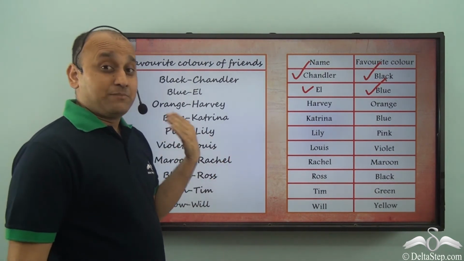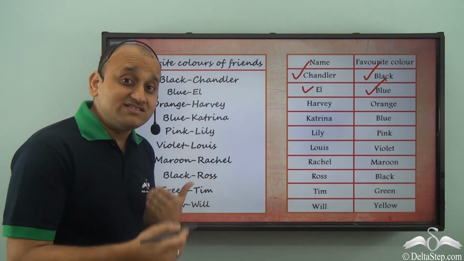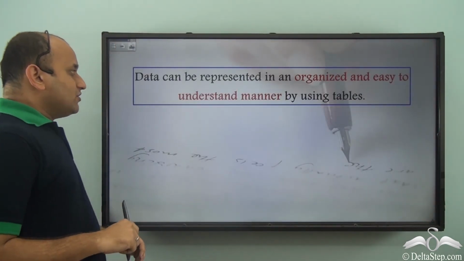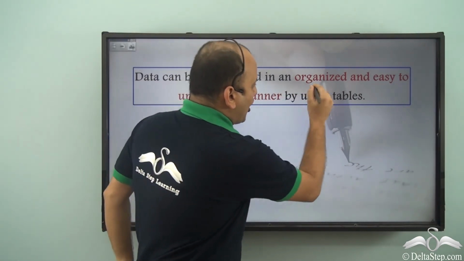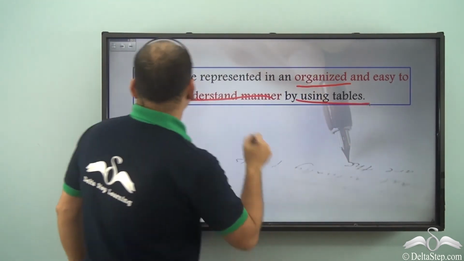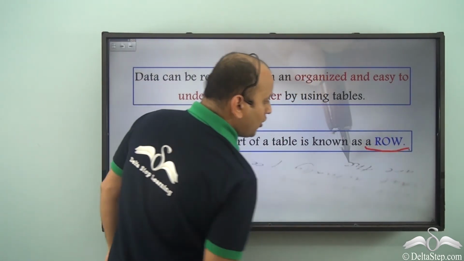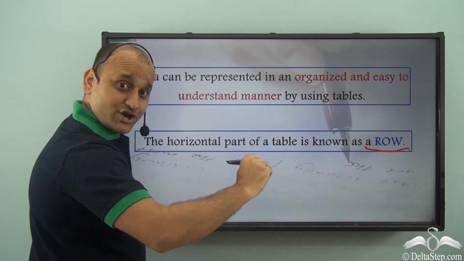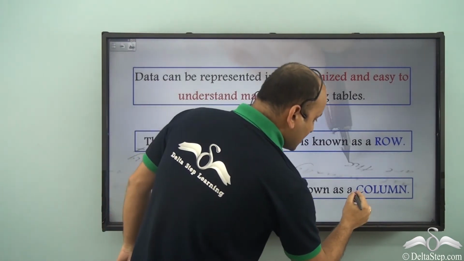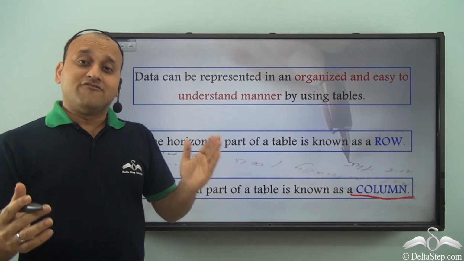So by representing data in terms of table, you can actually make the data much more easier to understand and much more presentable. So data can be represented in an organized and easy to understand manner by using tables. The horizontal part of a table is known as row. So the horizontal part is known as row, and the vertical part of a table is known as column, and these rows and columns together form the table.